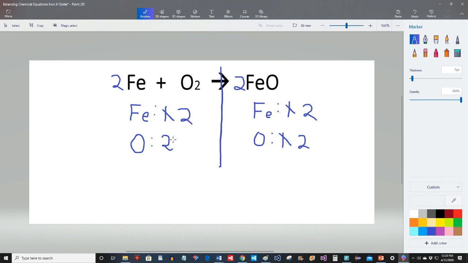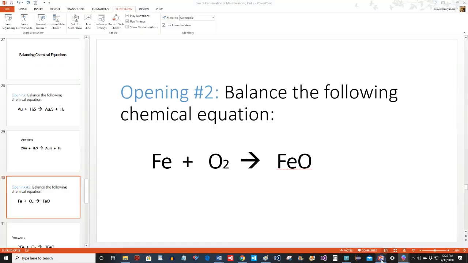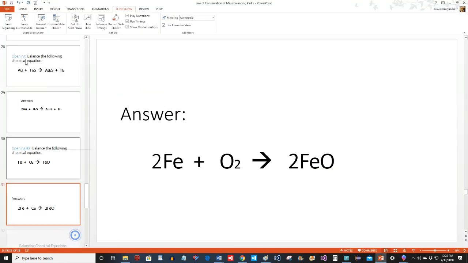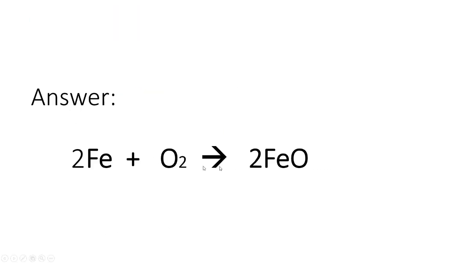Now we have 2 and 2, 2 and 2. Because I wrote it neatly, I can see that the iron is 2 and iron is 2. Oxygen's 2, oxygen's 2. I can look right across and see that, yes, I did it. This is balanced. What are the three coefficients in this balanced chemical equation? It's 2, 1, 2. That balances the chemical equation. And let's see if I got it right. Yep, 2, 1, 2. That is the answer.